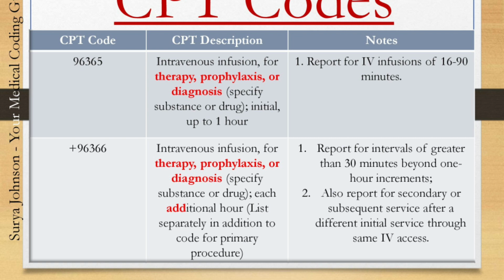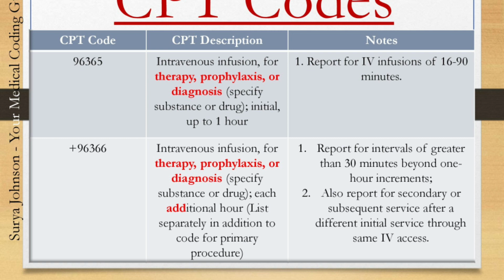The add-on code is plus 96366. The description is the same: intravenous infusion for therapy, prophylaxis, diagnosis, each additional hour. So for each additional hour of the same drug, we code 96366. The important note here is, report for intervals of greater than 30 minutes beyond 1 hour increment. So after the 1 hour increment, it should reach another 30 minutes to be eligible for 96366.